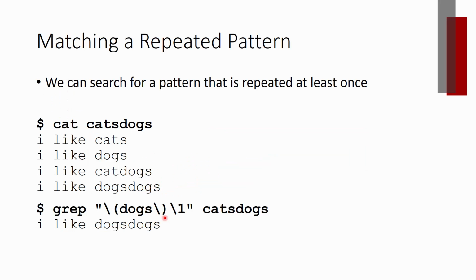To match a repeated pattern, we can search for a pattern that's repeated at least once. So here's a way to do it. If I have my file cats dogs, I can say grep and then enclose the single term in parentheses and then use \1. We're going to talk about what this means in a minute, but the effect is going to be look for anything that has dogs and then repeated once. So here the only line that matches is I like dogs. So we're saying grep for any pattern that's dogs repeated once, and that's the only line.